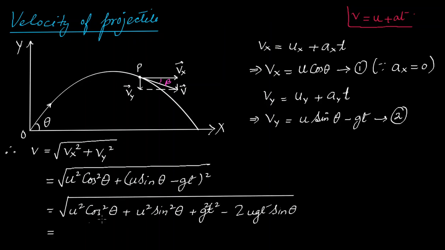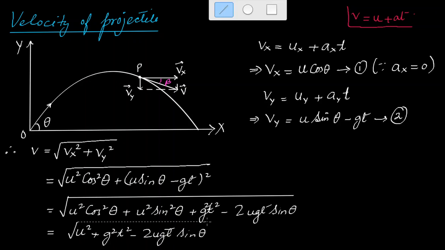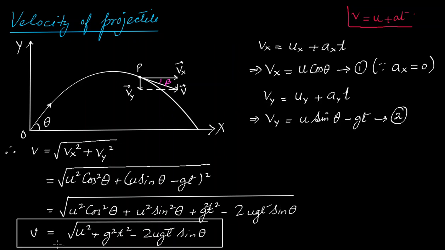Got it? But then here, U square cos square theta and U square sine square theta, I can take U square common. Inside of the bracket, you will have cos square theta plus sine square theta, which is equal to 1. So you are left with the square root of U square plus g square t square minus 2U gt sine theta. This is the expression of the magnitude of the velocity at any instant. Let me put this inside of a box.